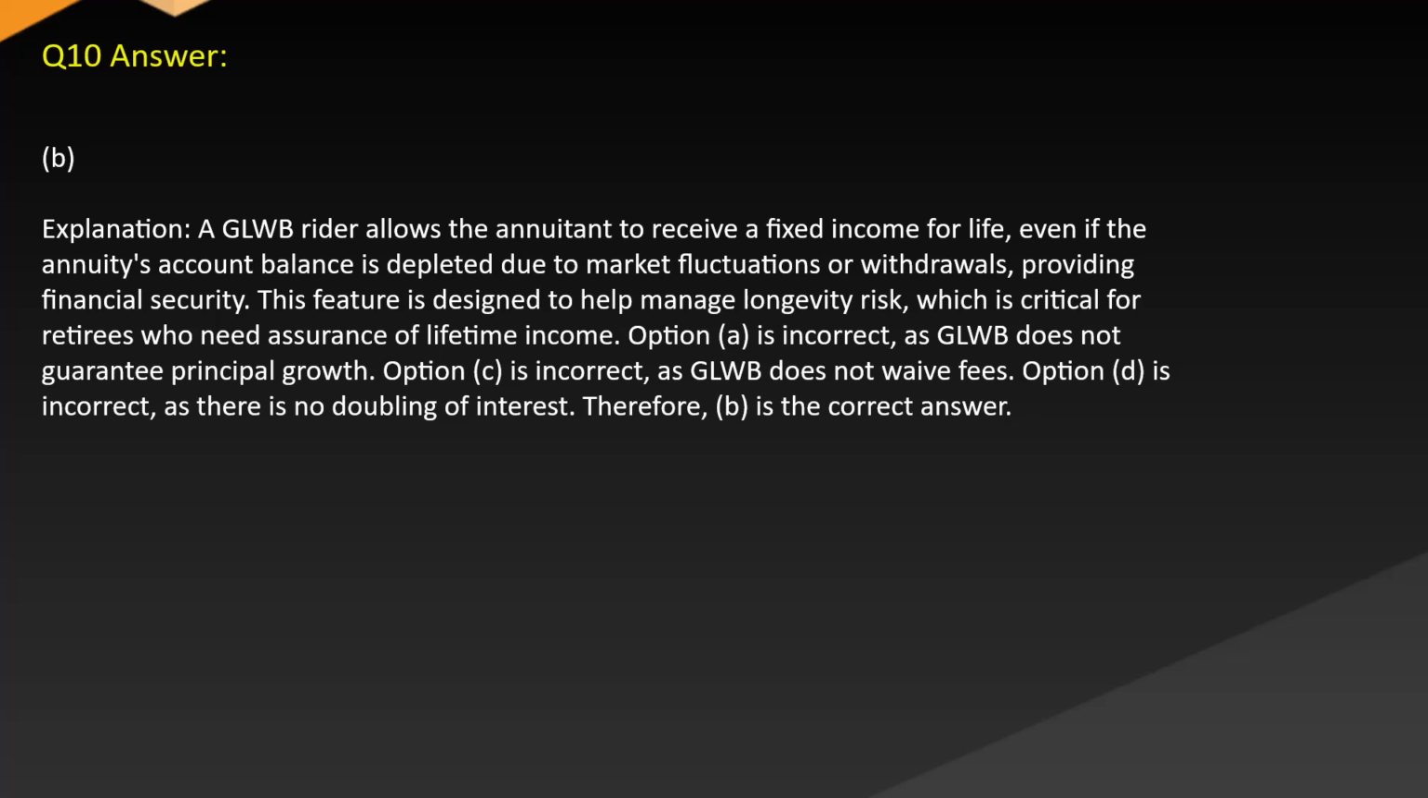Option A is incorrect as GLWB does not guarantee principal growth. Option C is incorrect as GLWB does not waive fees. Option D is incorrect as there is no doubling of interest. Therefore, B is the correct answer.